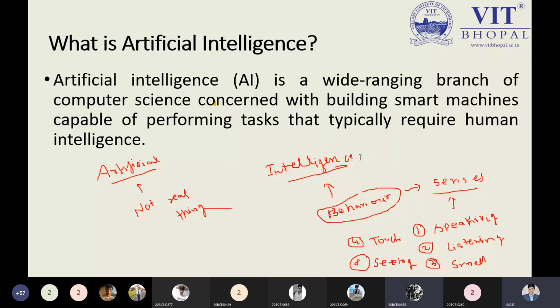Yes, tell me. Yes, sir, it's clear. Yes, sir, the word should be clear.